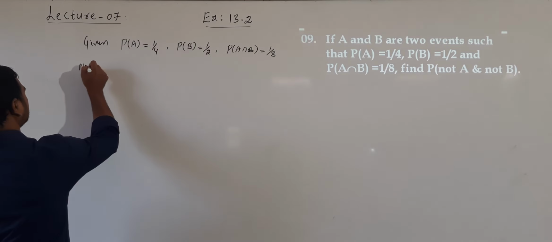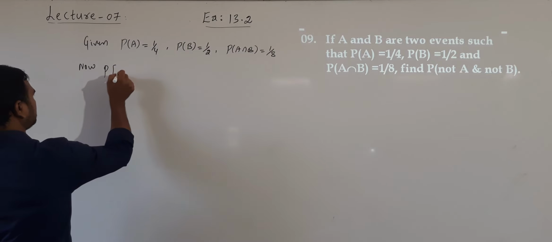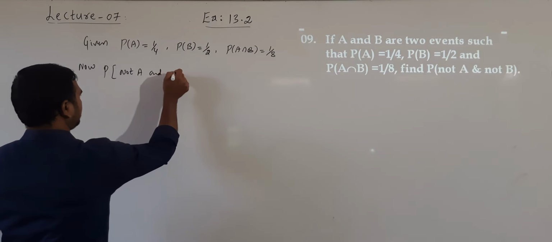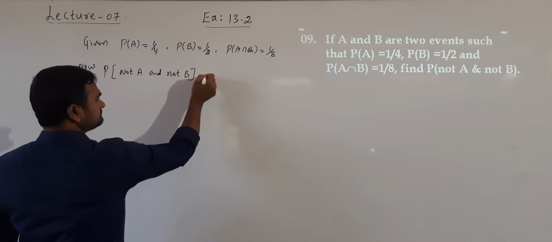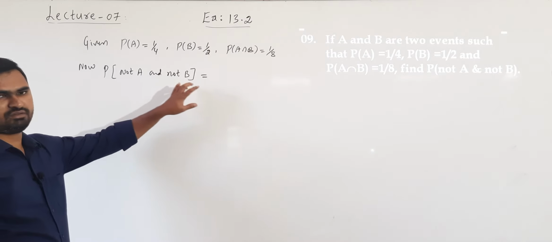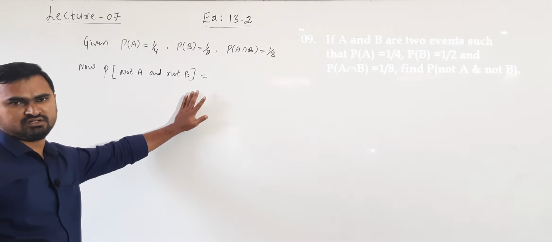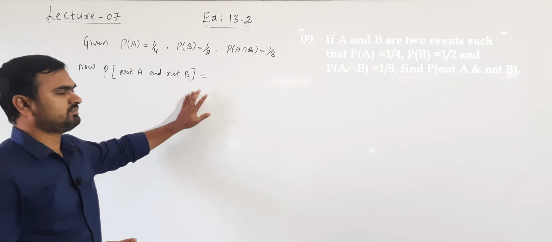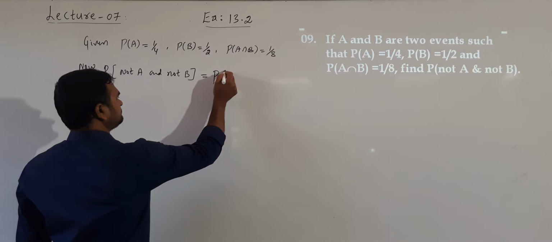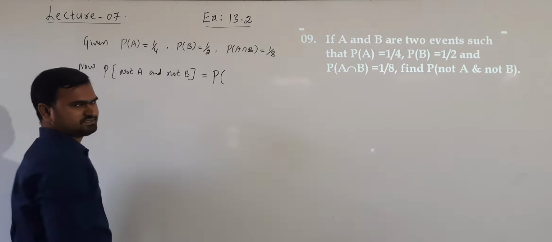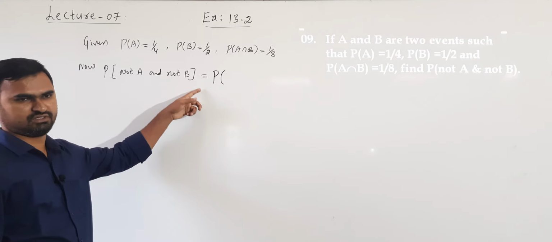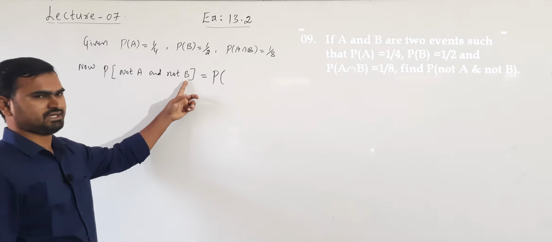Okay. Now probability of not A and not B. So what is the meaning of not A and not B? This is given in word form. Now how can we write in mathematical form? Probability of not A means A dash, not B means B dash. Okay. So this is A dash, B dash.